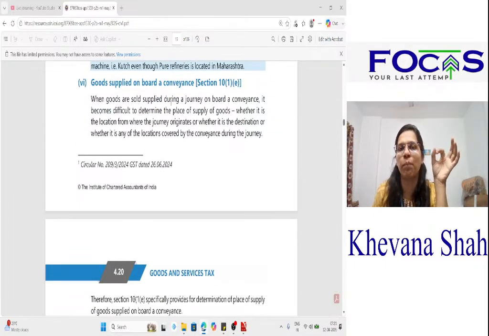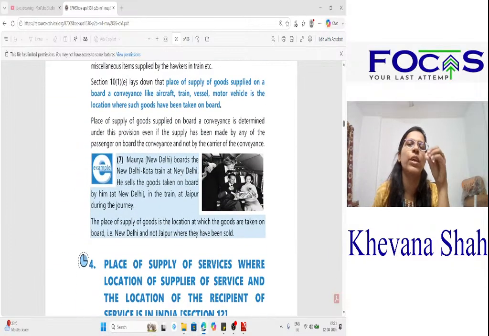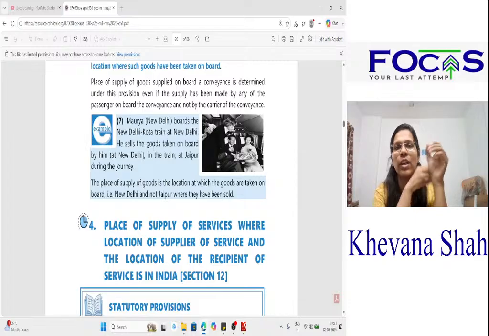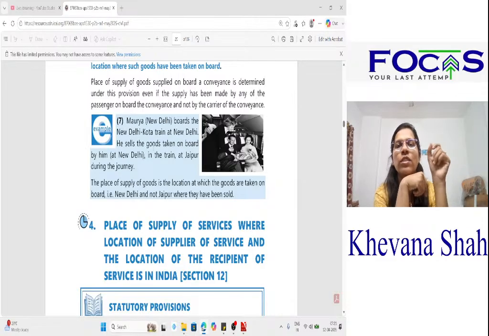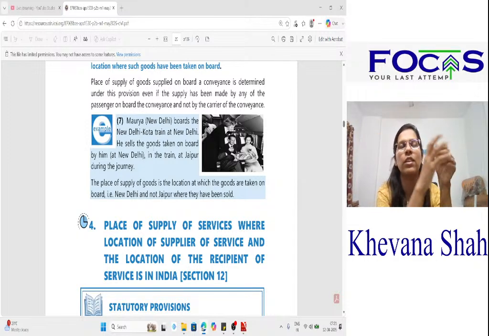Then in case of goods supplied on board a conveyance, the place from where the goods will be taken on board is the place of supply. See, the example they have given: Moria, a person of New Delhi, boards the New Delhi Kota train at New Delhi, and he sells the goods taken on board by him. So from New Delhi he has taken certain goods with him, and now he is selling those goods in the train at Jaipur during the journey.